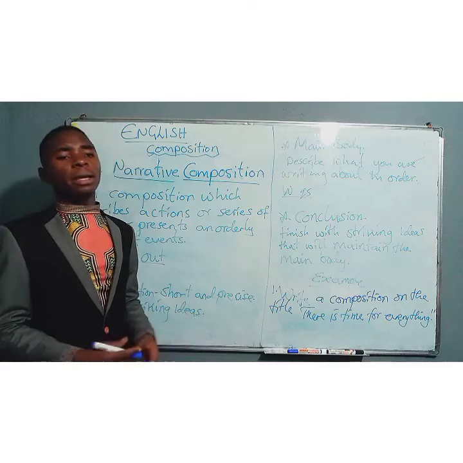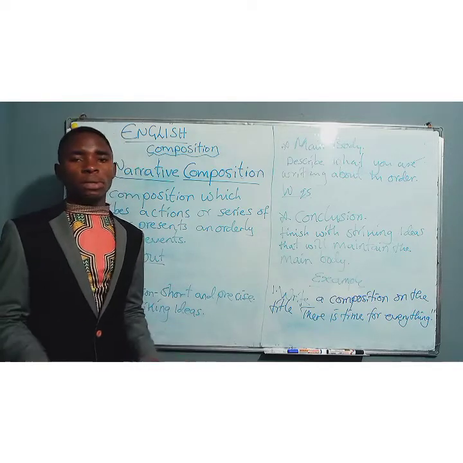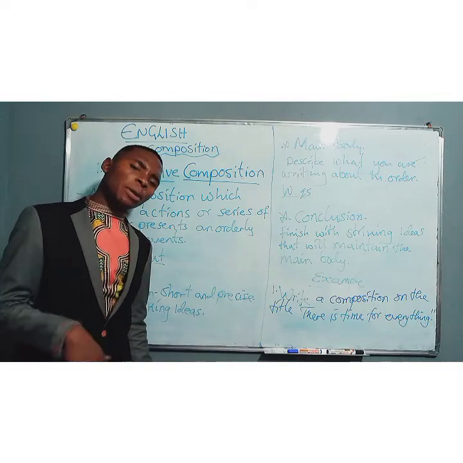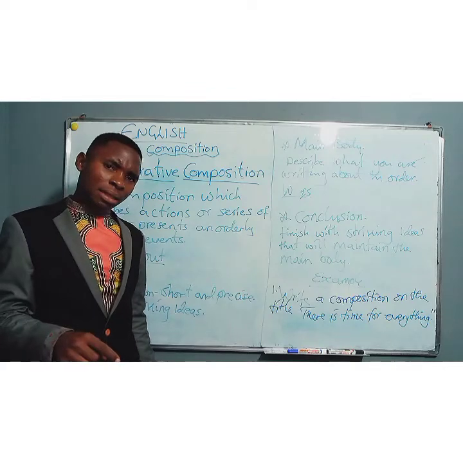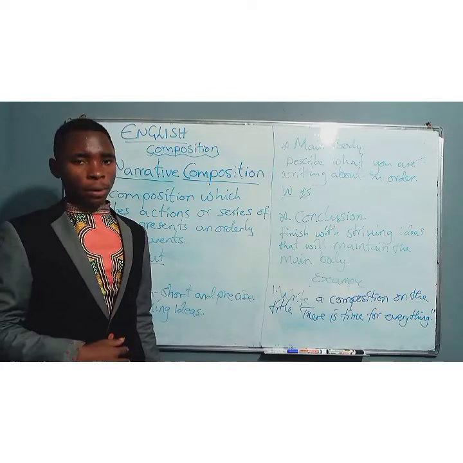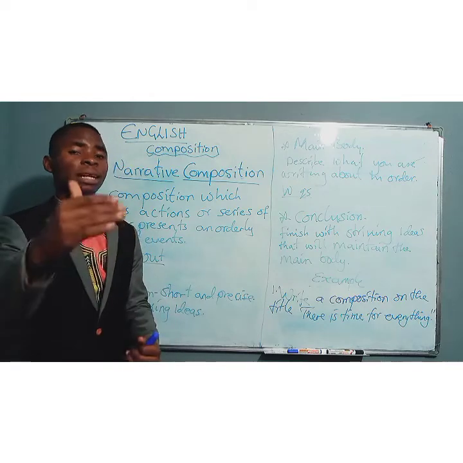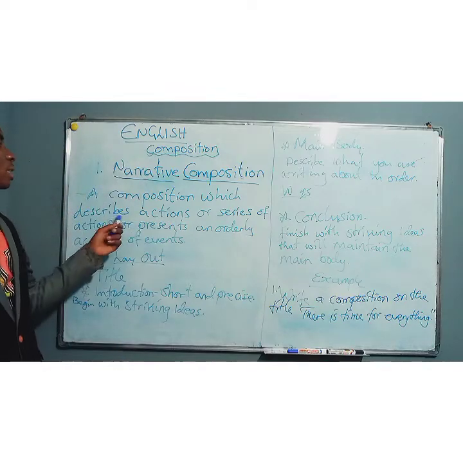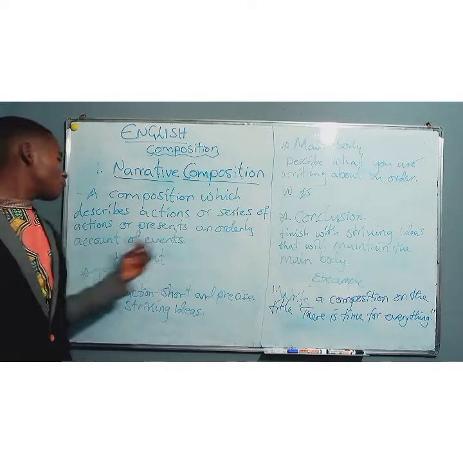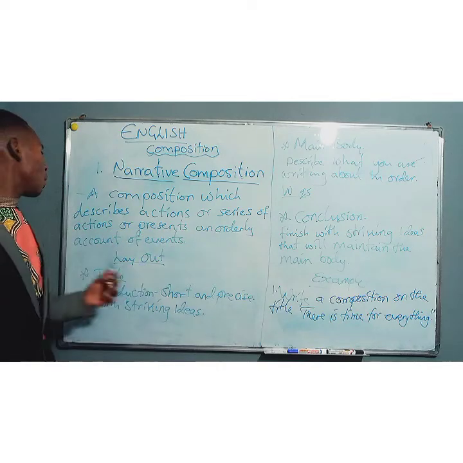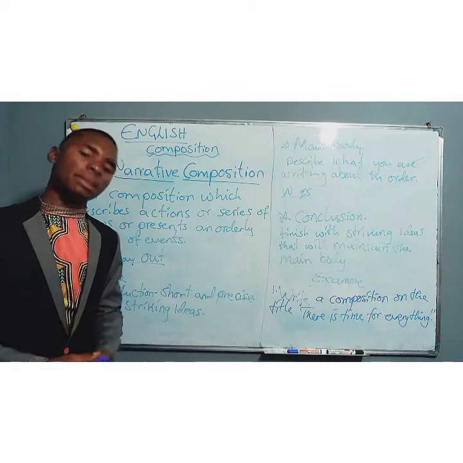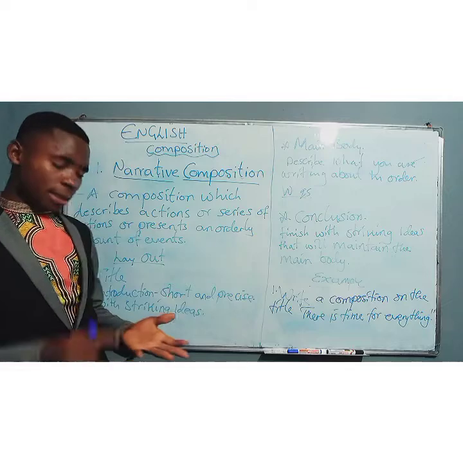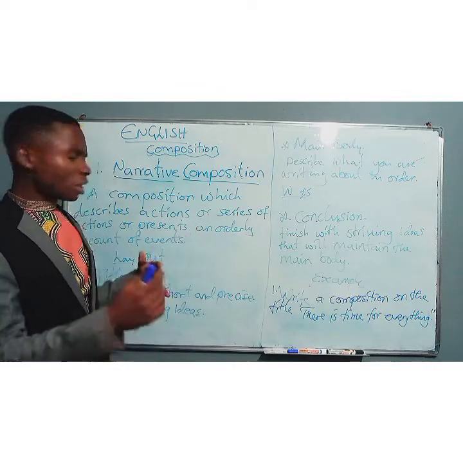For example, in RE they say, narrate how Jesus was killed. Narrate the birth of Jesus Christ. You are telling a story of what happened for Jesus Christ to be born. That event. So that's a narrative composition. It describes actions or a series of actions, or presents an ordered account of events. It's a story or a series of actions.